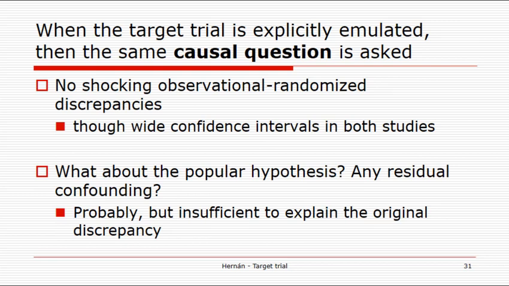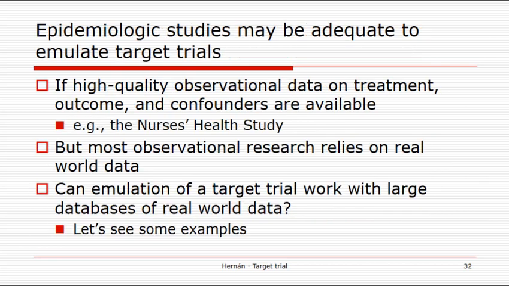this doesn't mean that there is no confounding. There may be some residual confounding that we haven't been able to adjust for, but it clearly wasn't the most important part of this discrepancy. What really matters is that the observational study were not even trying to emulate a target trial. So they have this. Okay.